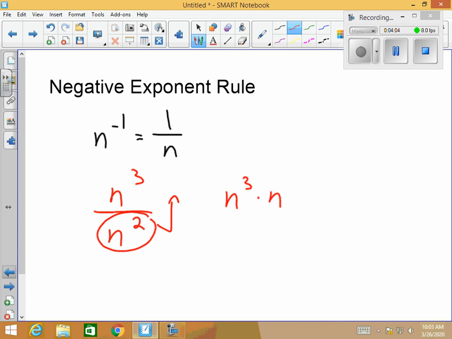positive to negative, which makes it a negative 2. Now I'm back to the product rule, where it says when I'm multiplying the same base, I add my exponents. When I add my exponents, I get the same answer as the previous problem. n to the 3 plus a negative 2 will still give me n to the 1, or simply just n.